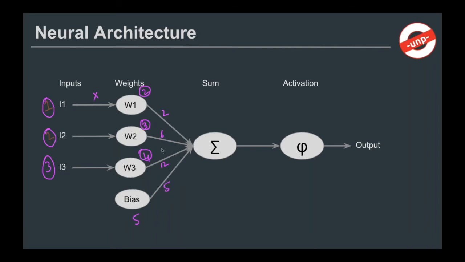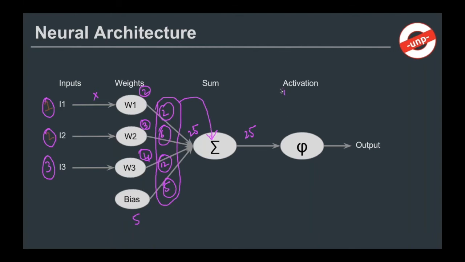Now all these will get summed up. Okay, so 2 plus 6 plus 12 plus 5, which comes to 25. So here the number 25 is getting passed. I sum all of it up. Okay, so when I sum all of these up, I put it through a summation and out comes 25. And then finally I have some activation.